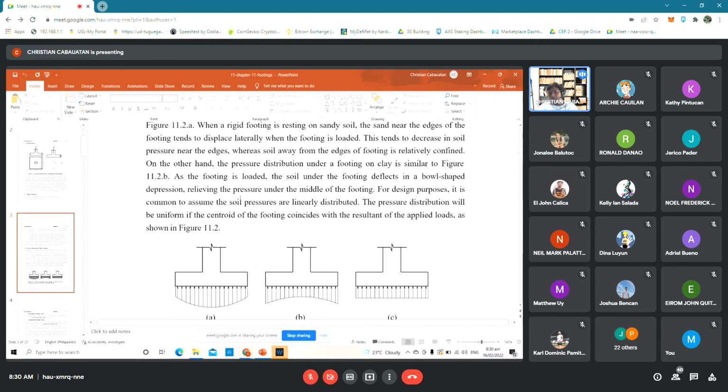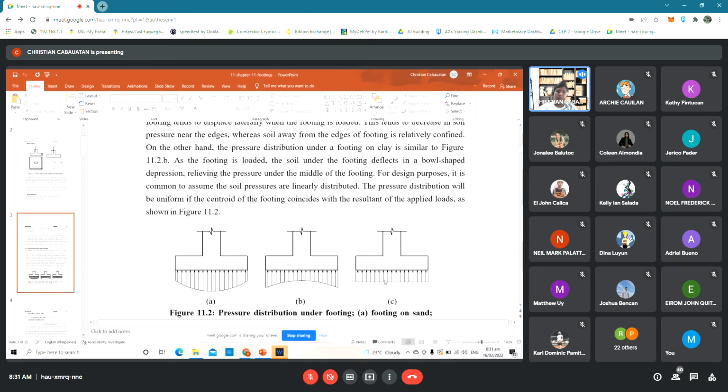For design purposes, it is commonly assumed that the soil pressures are linearly distributed. So mostly in design, this is what we consider. In actual, it would be like this, the distribution of letter A and letter B. But for designing, they prefer to use a linearly distributed pressure. The pressure is distributed uniformly if the centroid of the footing coincides with the resultant of the applied loads as shown in figure 11.2.